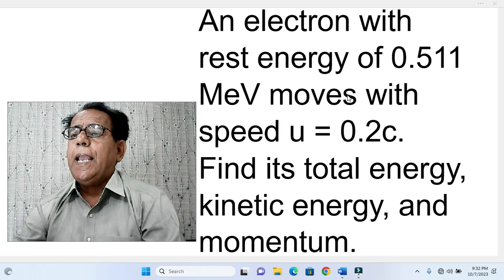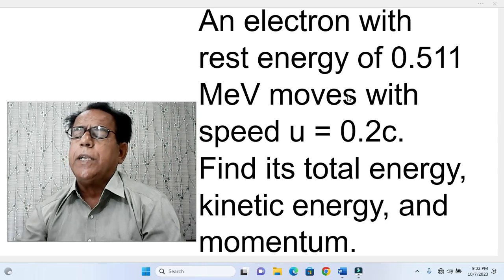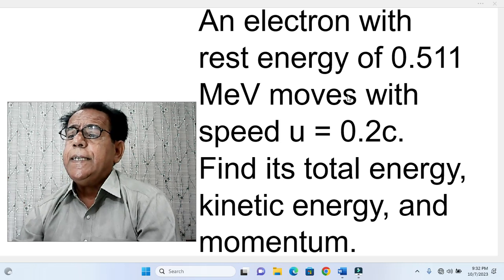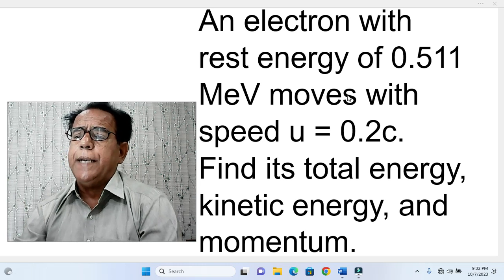An electron with rest energy of 0.511 million electron volt moves with speed u equal to 0.2 c, where c is the speed of light, which is usually taken as 3.0 into 10 raised to the power 8 meter per second, or sometimes 2.998 into 10 raised to the power 8 meter per second. Find its total energy, kinetic energy and momentum.